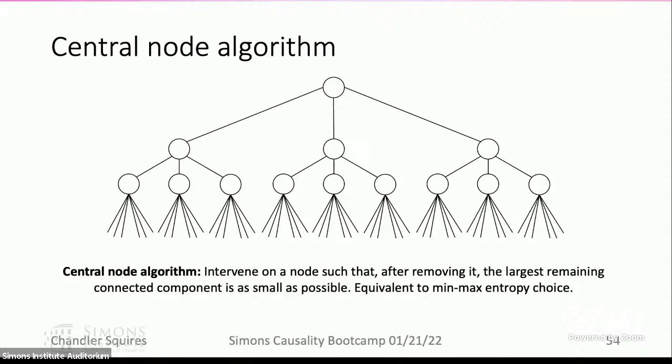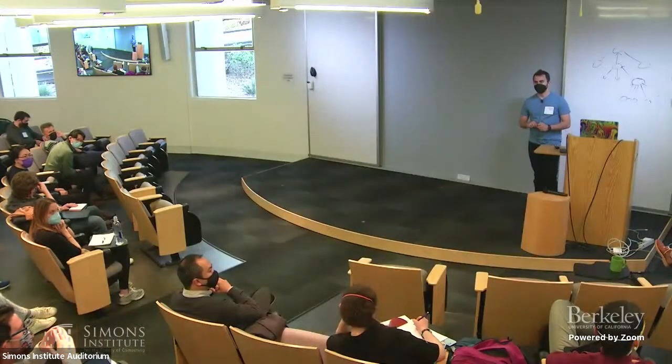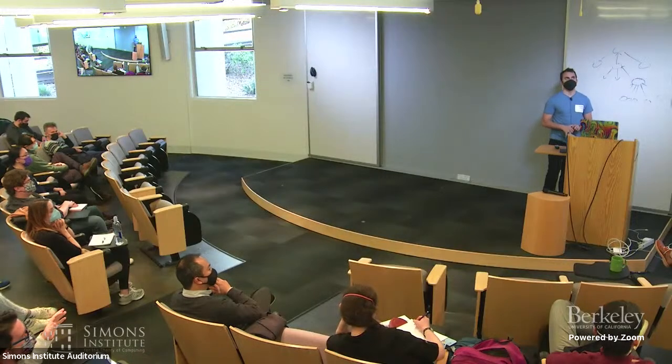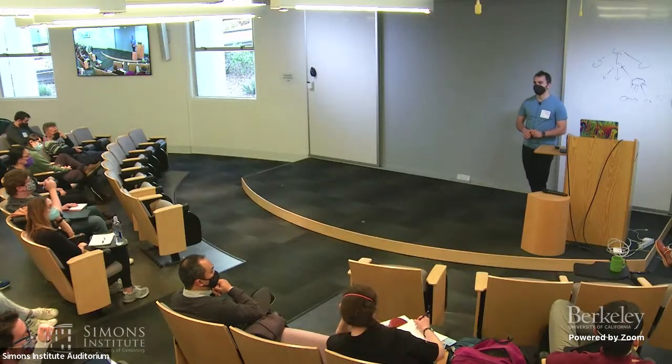So this is somehow equal to the minimum max entropy strategy, because we want to break it up as much as possible. I think I missed something at the start of this. Why assume the tree structure, or is that the setting we're in now? Is we're assuming this tree structure? Yes. So this is supposing that your essential graph is a tree.